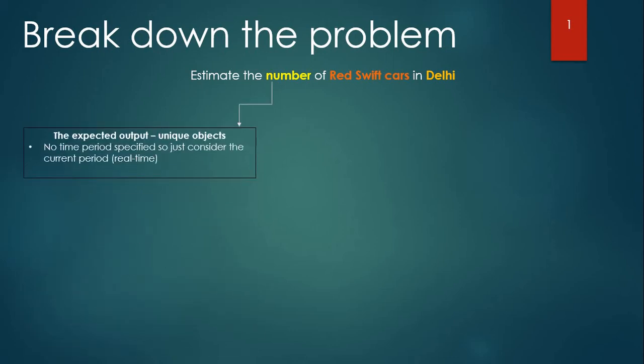So the first part, which is the number, is your expected output. In this particular problem you want the unique objects, right? And if you see the problem, there is no time period mentioned, like within a year or at this particular moment of time. So whenever in a guesstimation problem there's no time period mentioned, you can expect it to be real time or in a more general sense.